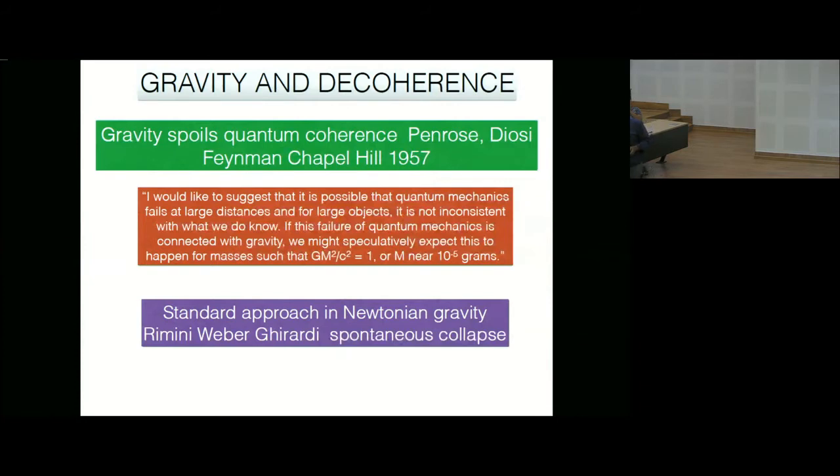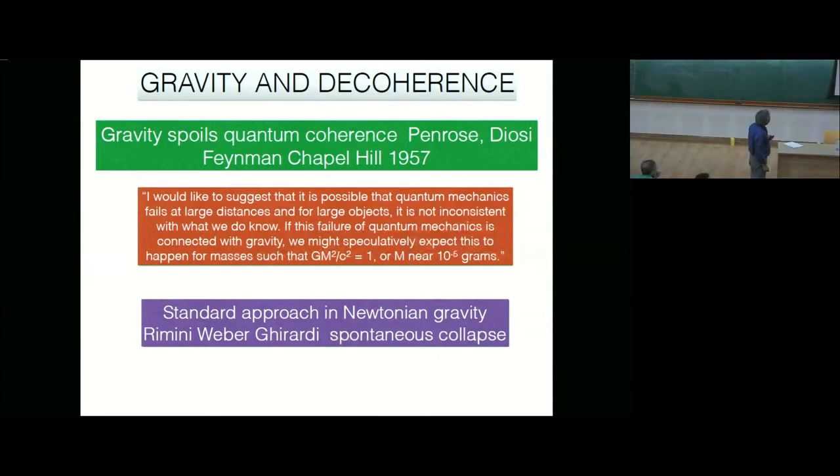I would like to suggest that it's possible that quantum mechanics fails at large distances and for large objects. It is not inconsistent with what we know. If this failure of quantum mechanics is connected with gravity, we might speculatively expect this to happen for masses such that G m squared over h bar c is equal to 1, or near the Planck mass. In gram units, it's 10 to the minus 5. This is Feynman in 1957. And this is basically the force that drives most of this talk.